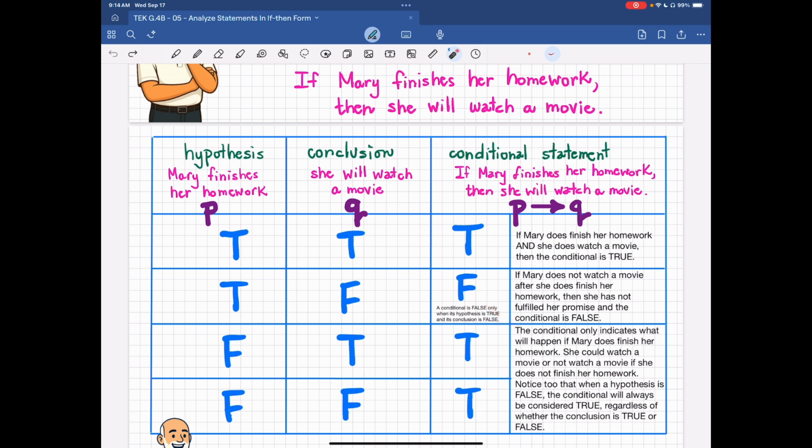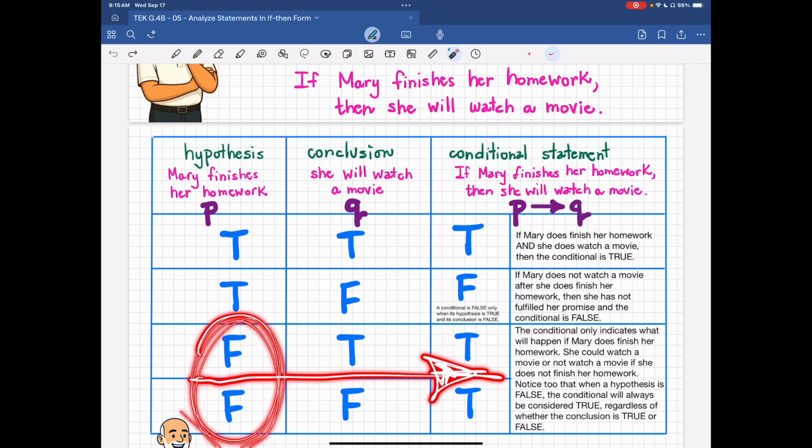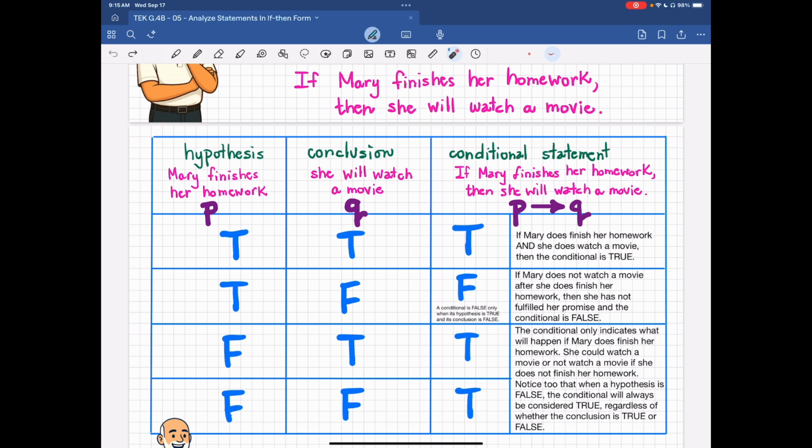So I want you to notice that when a hypothesis is false, so here is our false hypothesis, the conditional will always be true, okay? Regardless whether the conclusion is true or it's false. So when you're figuring out the truth value of a conditional statement, if the hypothesis is false, you automatically know that the conditional statement is going to be considered true.